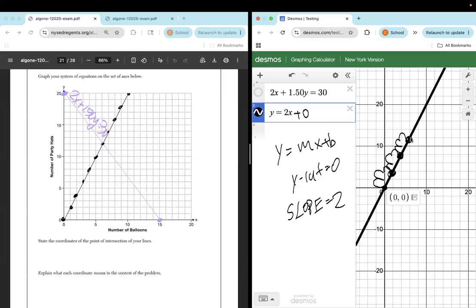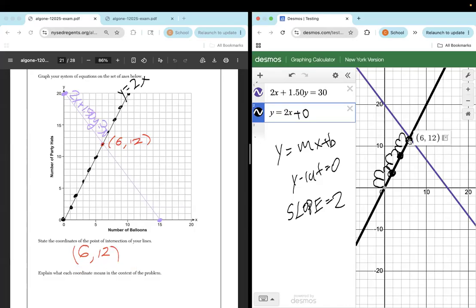Okay, I'm going to label it. Now, if you label one, that is technically enough, but I'm going to label both. Because if you label one, they'll know the other one is the other one, but I'm going to label both. Okay, state the coordinates of the point of intersection of your lines. The point of intersection is the crossing point. We know that it is 6, 12. State the coordinates, meaning x comma y, 6, 12.